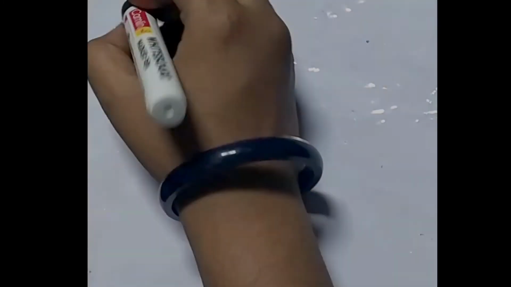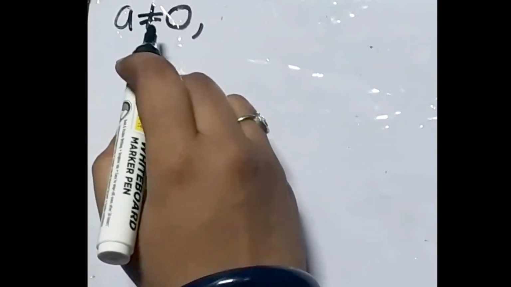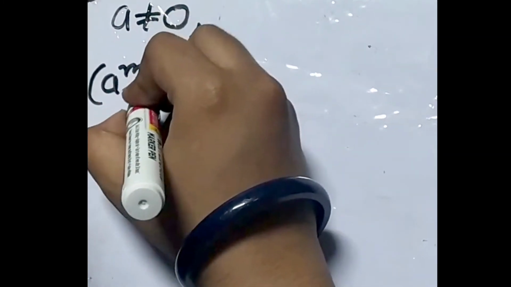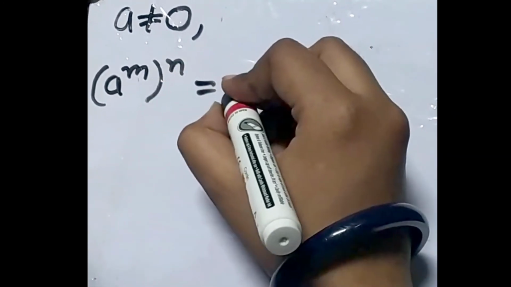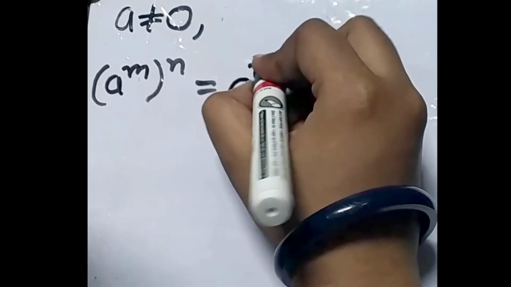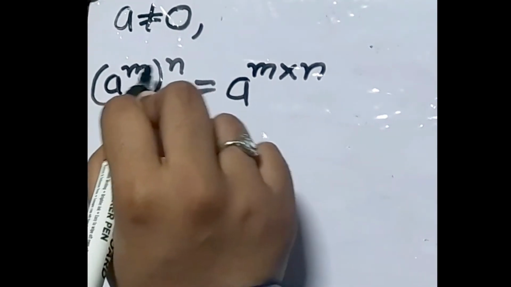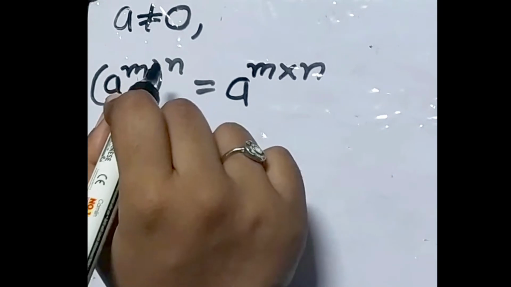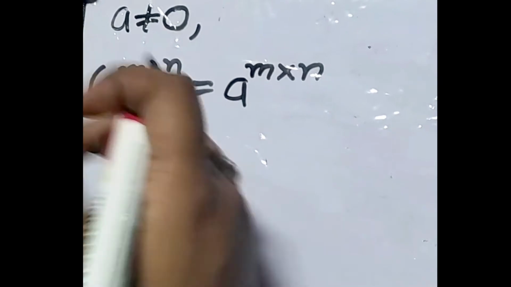Now the next rule is: a not equal to 0, so a is any non-zero number. Then a raised to m, the whole thing raised to n, what will we get? a raised to m into n. If such examples are there, where already there is one index and the whole thing is raised to some other index, then we should multiply these two. We will see how this rule comes.